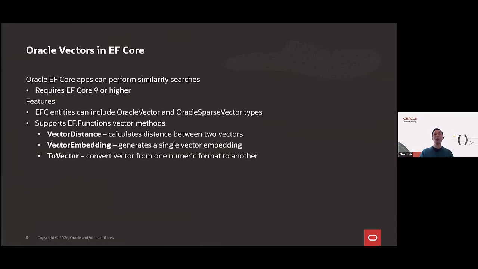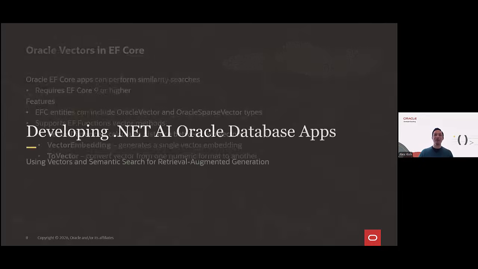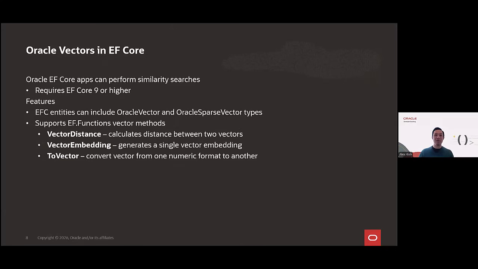So what are the things you can do with these vectors in EF Core? Well, very importantly, you can use the Oracle vector and Oracle sparse vector types, but you can also perform some similarity searches with it using vector distance in the EF functions vector methods, and that will calculate your distance between the two vectors. And then you can do vector embedding generating, because you want to convert, say, a piece of text, which is your query, into a vector so that vector distance comparison can be done. So we have that vector embedding, and then also ToVector, which converts from one vector numeric format to another. So let's take a look at a demo of this.